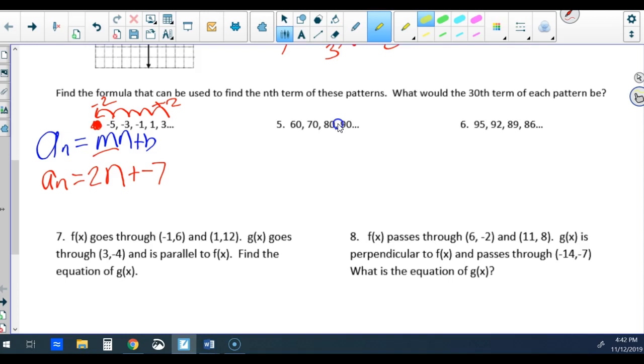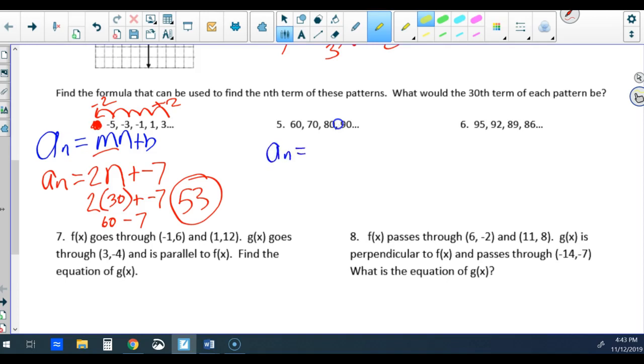The 30th term would be when I plug in 30 here. So 2 times 30 plus negative 7. That could also be minus 7, not plus negative 7. Either way, 60 minus 7 is 53. Next one.